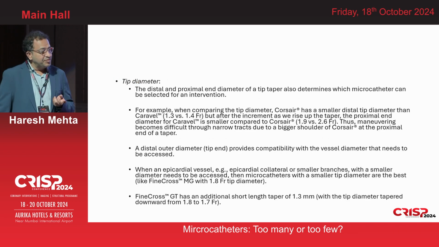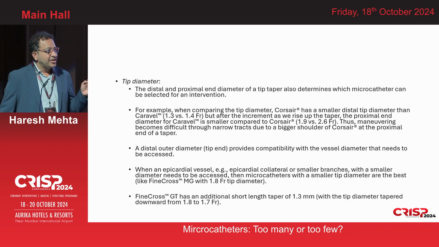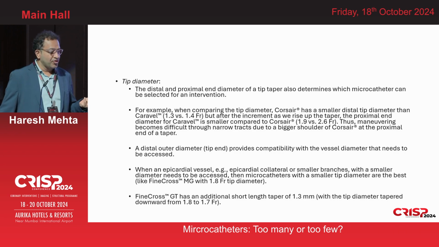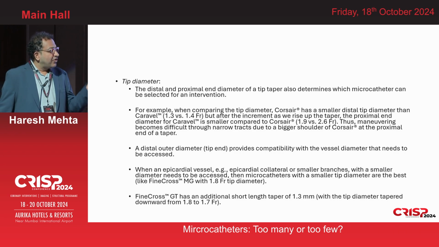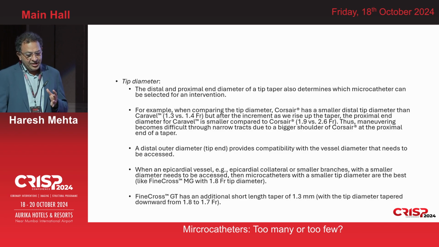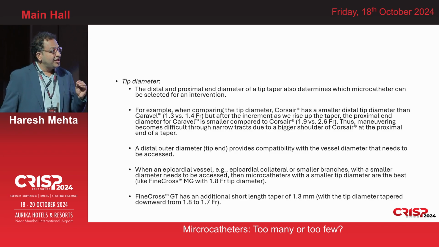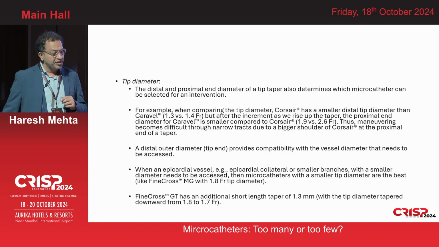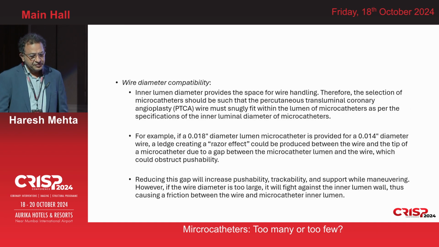The tip diameter is important. The important thing to remember is that the diameter of the tip should fit snugly with the wire. Otherwise, there will be a lot of laxity in the microcatheter and your wire will not do the job it's supposed to do. So your tip cannot be much bigger than the wire. Generally it's either 0.016 or 0.018. You'll never have anything bigger than that. And for epicardial vessels, you need a catheter with a very thin, smaller tip diameter. That's the best. A Finecross is very good with a 1.8 French diameter.